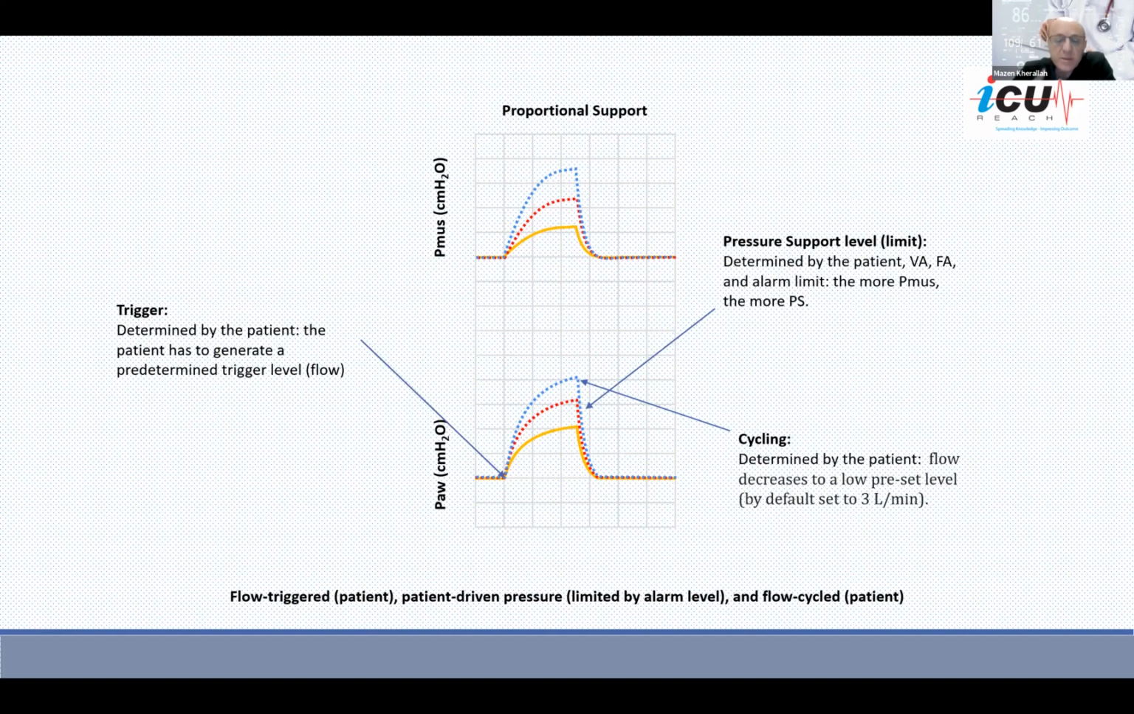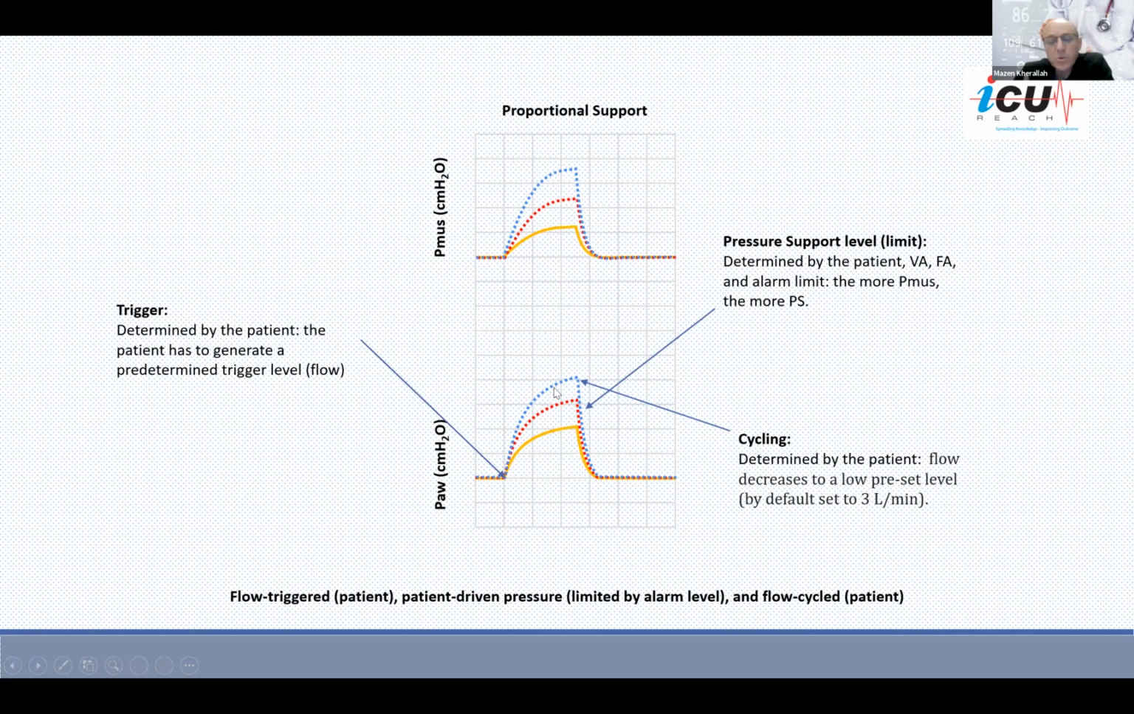And of course, you can determine the sensitivity that the machine will respond to. And especially in Bennett, you will see that you can determine the trigger level. Once you trigger, the machine will give the pressure support level that is determined based on patient's efforts. It will be higher if the patient's efforts are higher. The more effort the patient does, the more pressure support you're going to have.